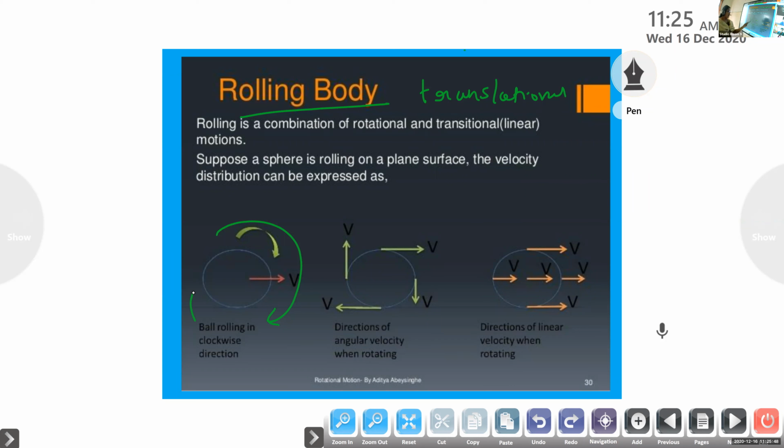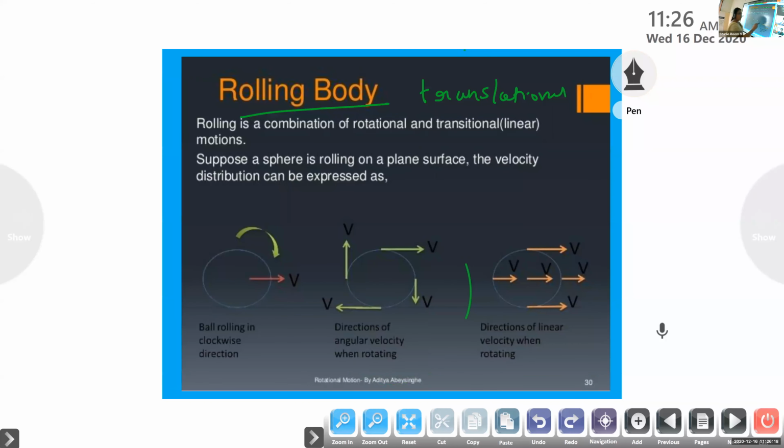Now, the second one is directions of angular velocity when rotating. When the ball is rotating, if you draw a tangent at every point, you will get the velocities acting in a straight line, while the rotation is pointing towards the center. That is the centripetal force, just like our uniform circular motion, same thing only.